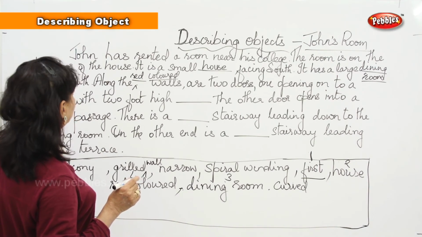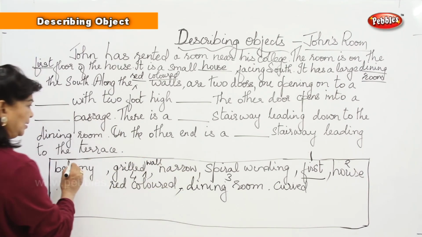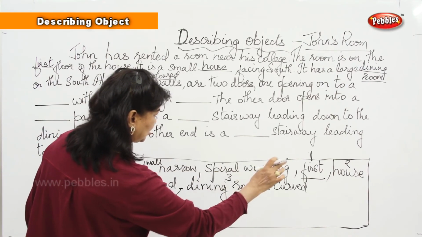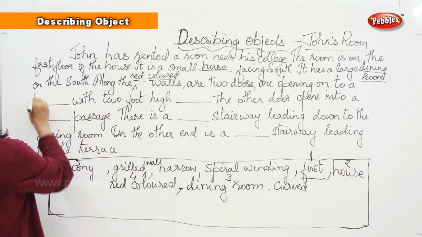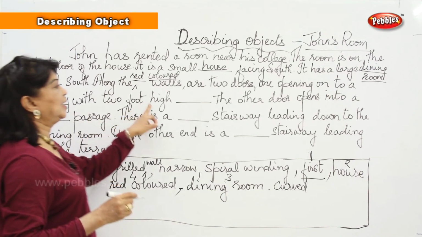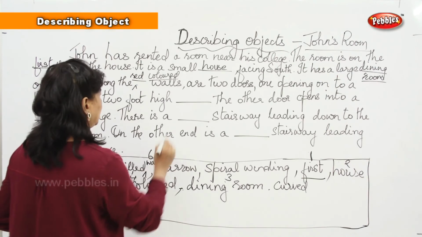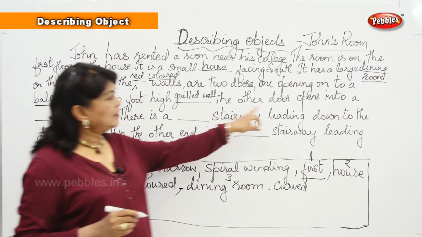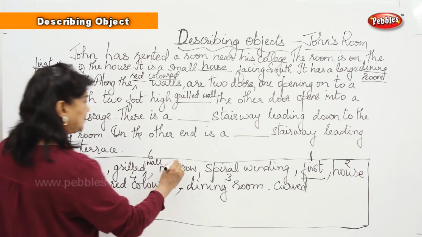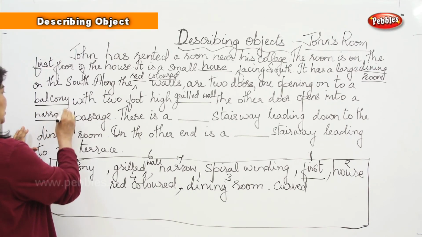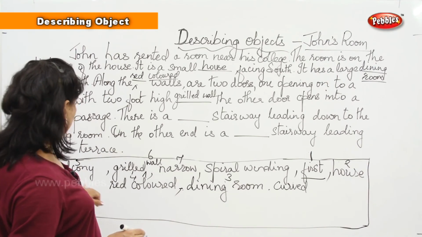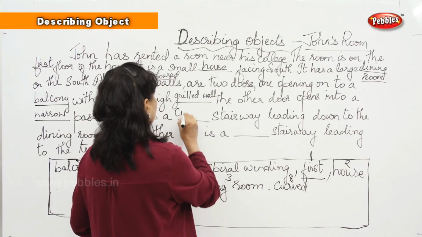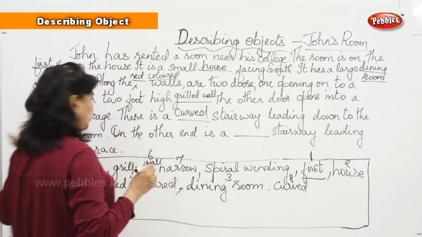One opening onto a dash with two foot high, okay, one opening onto a balcony. What number is this? Spiral, first, two, three, four, five, balcony. With two foot high grilled wall, this will be 6. The other door opens into a narrow passage. There is a curved stairway. So this will be 8. Curved stairway leading down to the dining room.